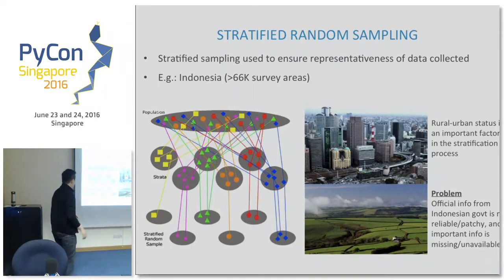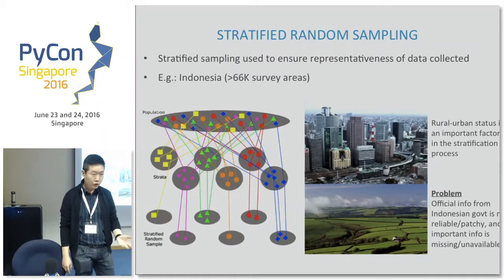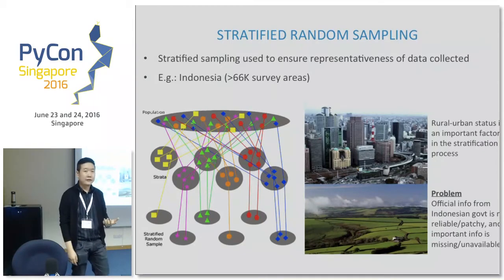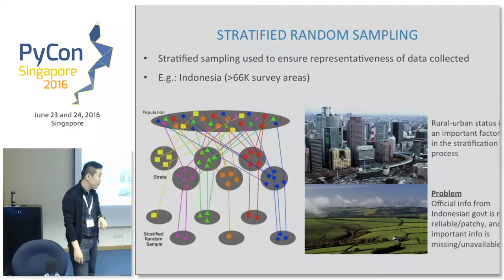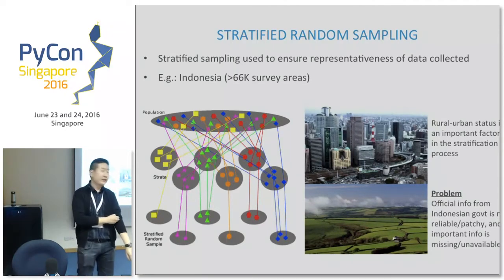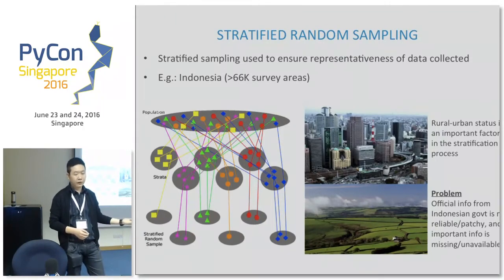That's why, in this situation, we try to group them into distinct groups before we perform the sampling and then the data collection. So one of the key inputs to perform this grouping is the knowledge of the rural or urban status of that region. Traditionally, we can get such information from an official statistical bureau of the country, in this case the Indonesian government, which has an official statistical bureau.